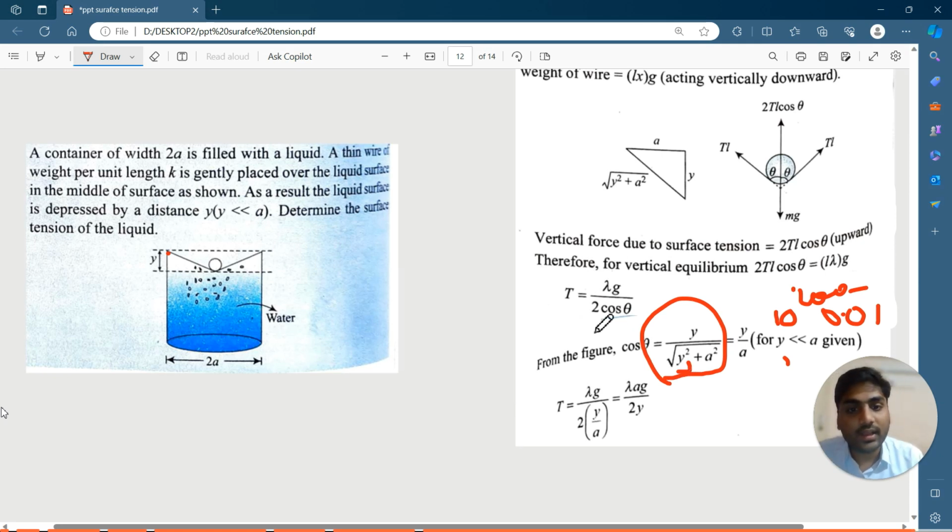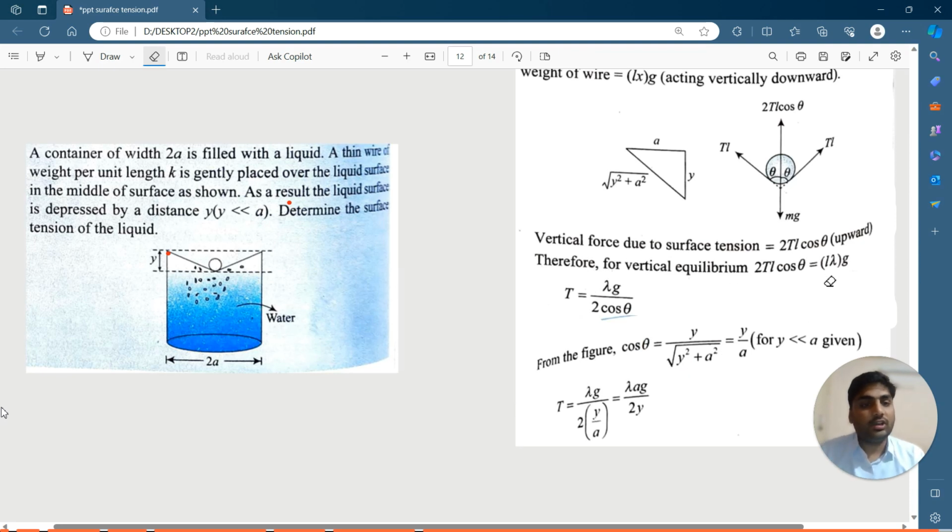So we have written cos theta is y by a, and now just write it in the equation. And what would be mg? If mass per unit length is lambda and length is L, then lambda L g is mg. So we have just equated these two terms. 2TL cos theta is equal to lambda L into g. Just rearrange the equation, and you will get the value of T.